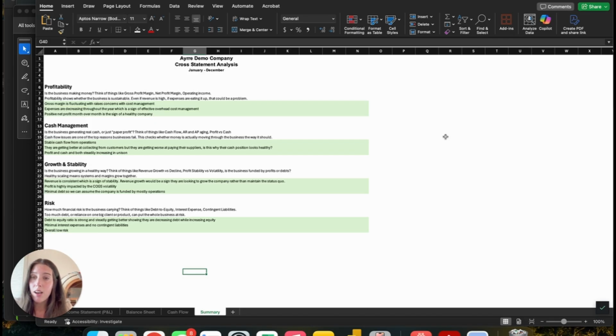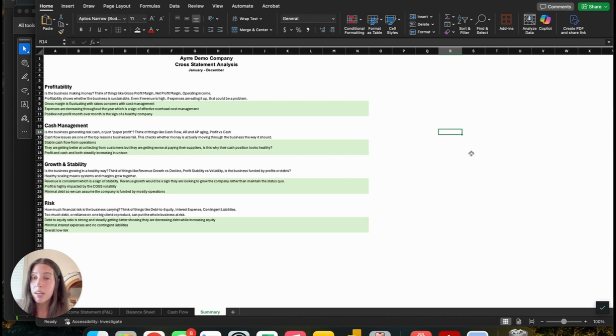It looks like overhead expenses are decreasing throughout the year, which is a sign of effective cost management. And then the company has a positive net profit month over month, which is a great sign of a healthy company. As far as cash management, cash seems fairly stable, which is a really good thing to see.